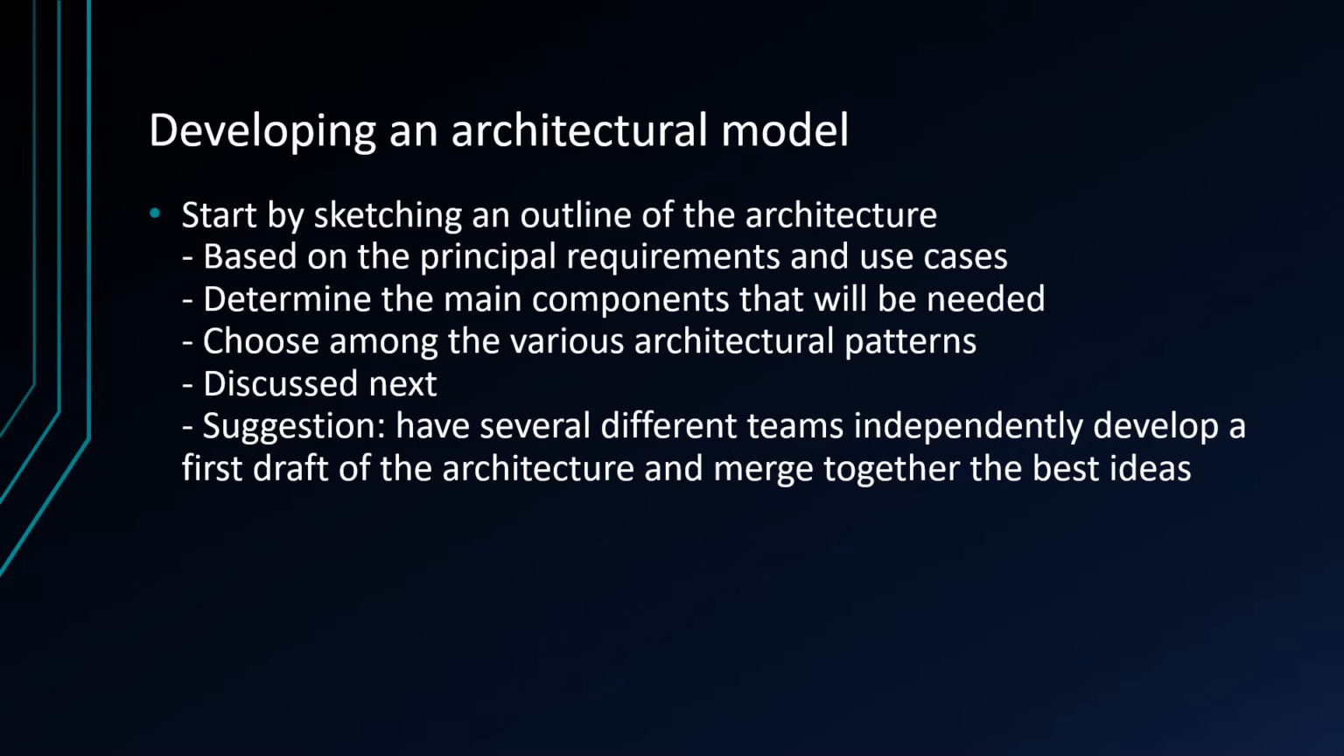So, developing an architectural model, of course, start by sketching an outline of the architecture. Based on the principal requirements and use cases, determine the main components that will be needed. Choose among the various architectural patterns discussed, and suggestions. Have several different teams independently develop a first draft of the architecture and merge together the best ideas.